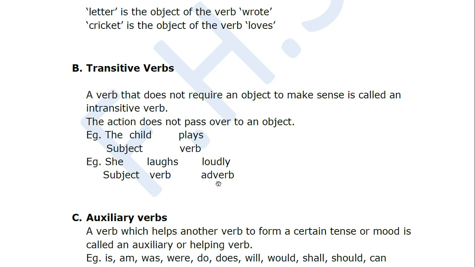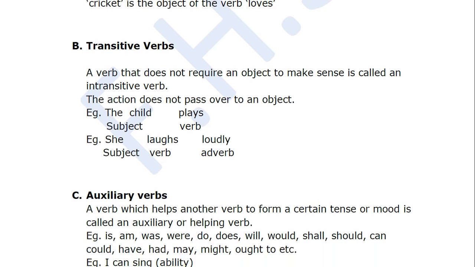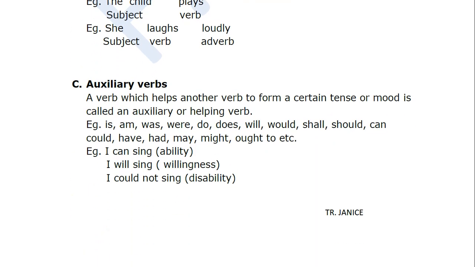But remember, be very careful. Don't just think, "Yes, there is a word after the verb," and put it down as an object. No. See whether it is a noun or a pronoun. If it's not a noun or a pronoun, it's not an object. For it to be an object, it has to be a noun or a pronoun. Okay, the last one. Auxiliary verb.